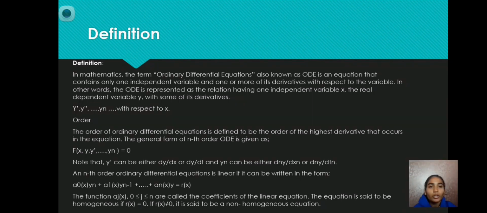An nth order ordinary differential equation is linear if it can be written in the form a0 of x y n plus a1 of x y n minus 1 and so on plus an of x y equals r of x. The functions aj of x, where 0 less than or equal to j less than or equal to n, are called the coefficients of the linear equation. The equation is said to be homogeneous if r of x equals 0. If r of x is not equal to 0, it is said to be a non-homogeneous equation.